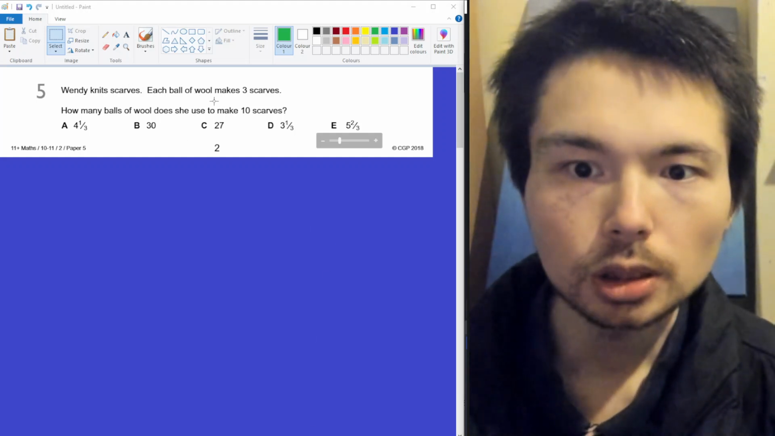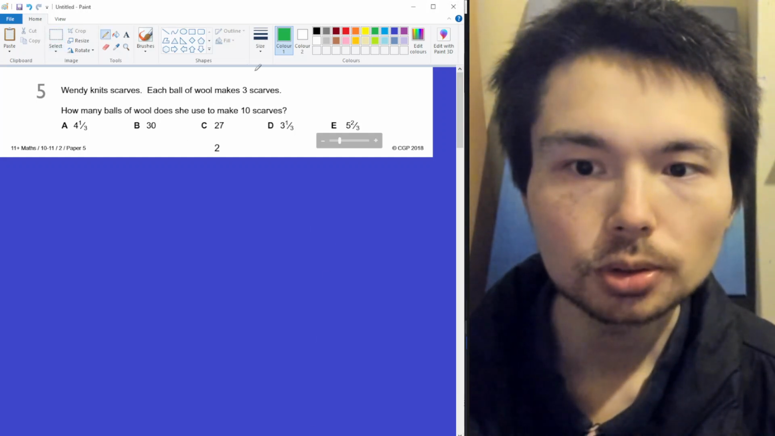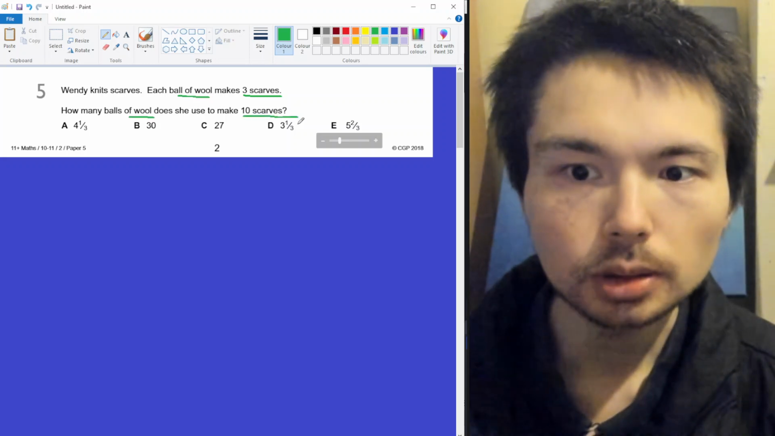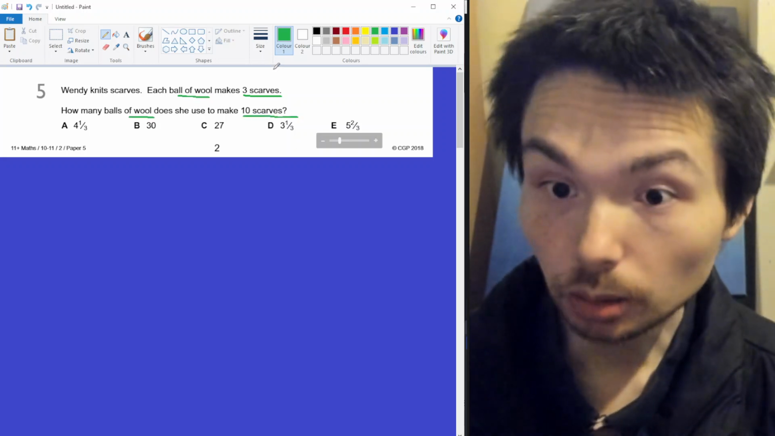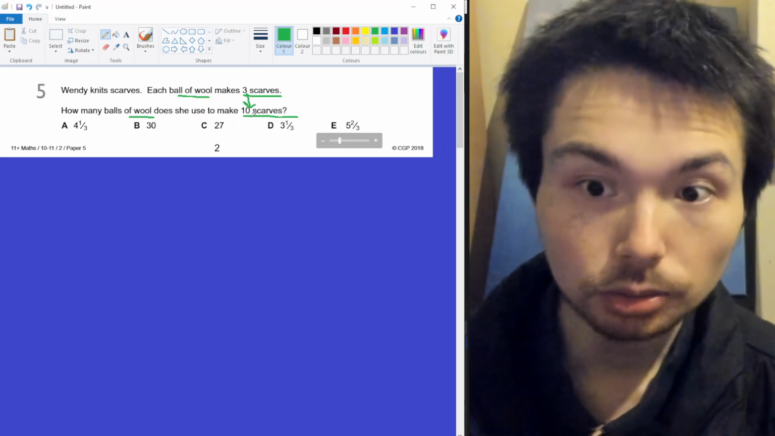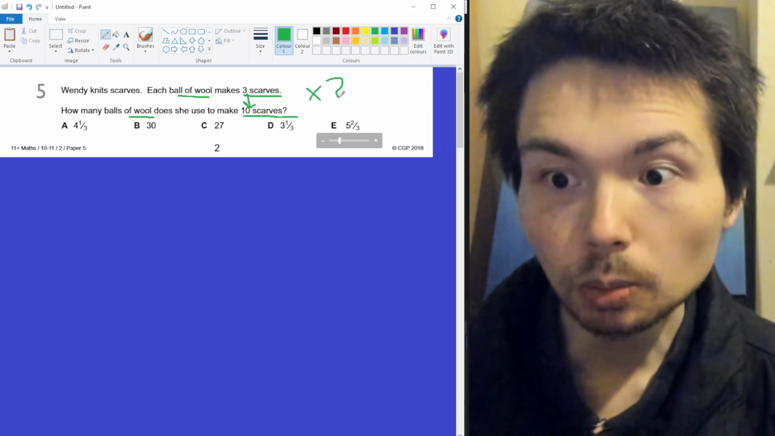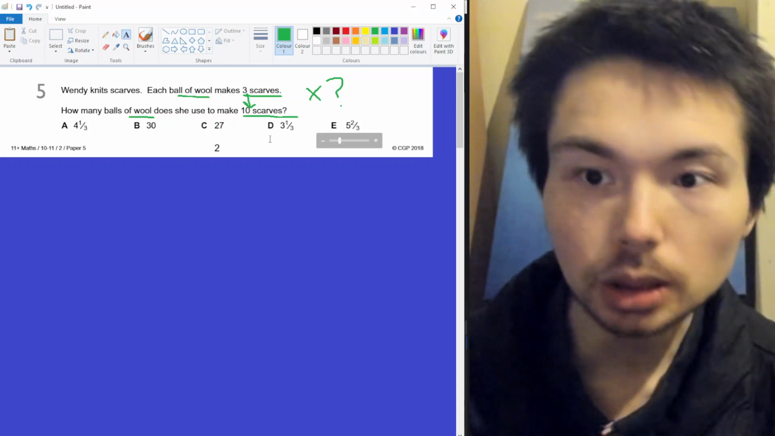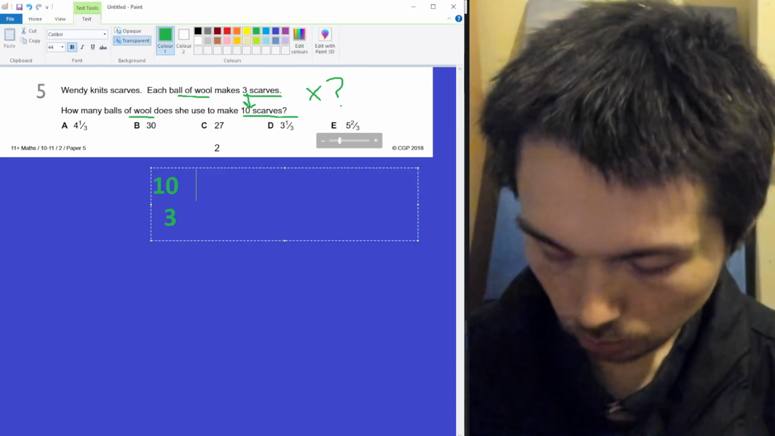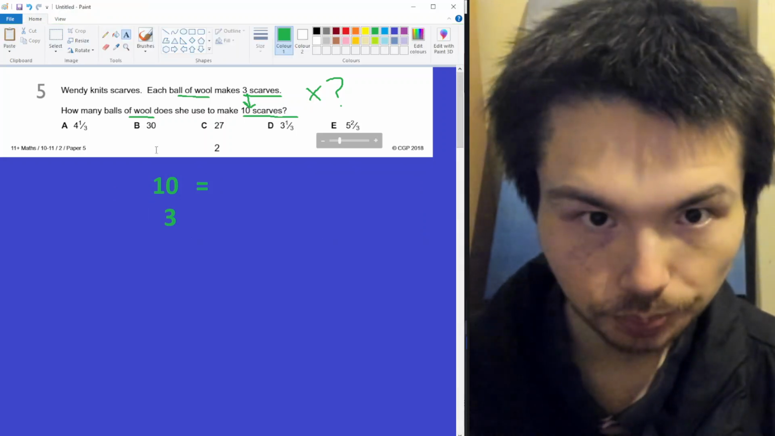Wendy knits scarves. Each ball of wool makes 3 scarves. How many balls of wool does she use to make 10 scarves? So maths is about going from one number to another. Draw an arrow going down. How do you go from 3 to 10? You need to do the opposite, which is division. So do 10 divided by 3. It will not fit exactly, that's okay.